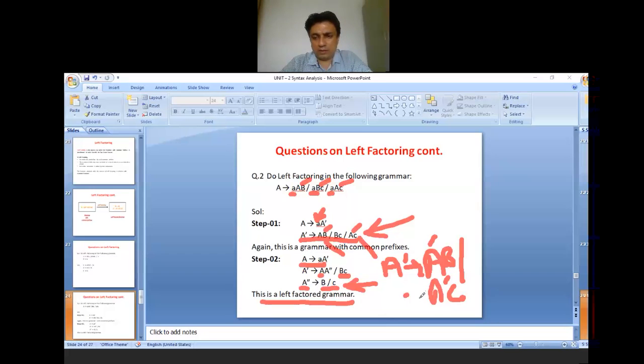So in this example, we need to convert the left factored grammar in two steps. And in the previous example, we can convert it in one step.